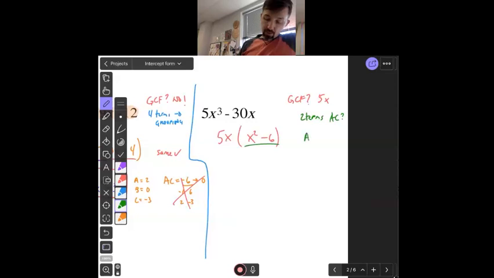So my A value, my B value, my C value. A would be 1, B would be 0 since there's no x's, and my C would be negative 6. So AC is negative 6. I need that to add to 0. Right? A times C, that adds to B. So factors of negative 6: 1 and 6, 2 and 3. Is there any way for me to get 0?